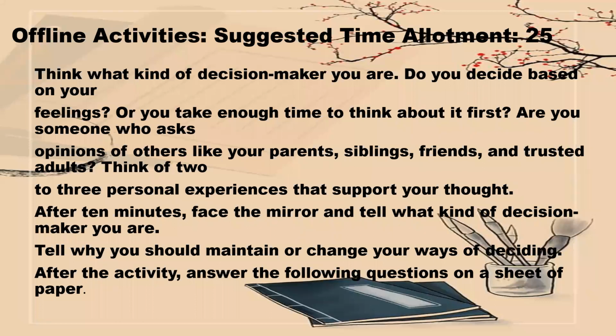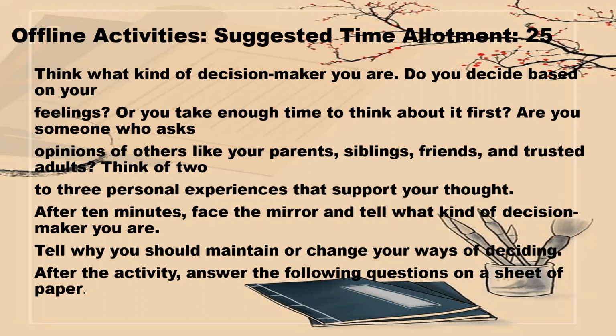For the offline activities, think what kind of decision maker you are. Do you decide based on your feelings, or do you take enough time to think about it first? Are you someone who asks opinions of others like your parents, siblings, friends, and trusted adults? And next, think of 2 or 3 personal experiences that support your thought. After 10 minutes, face the mirror and tell what kind of decision maker you are. And then, tell why you should maintain or change your ways of deciding.